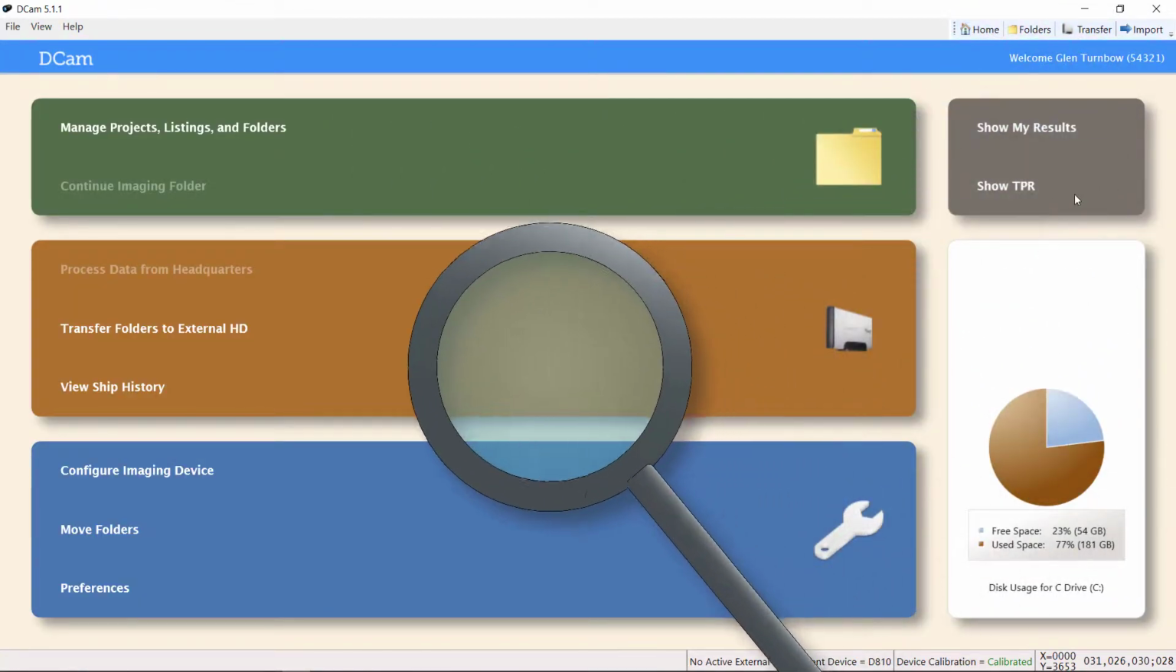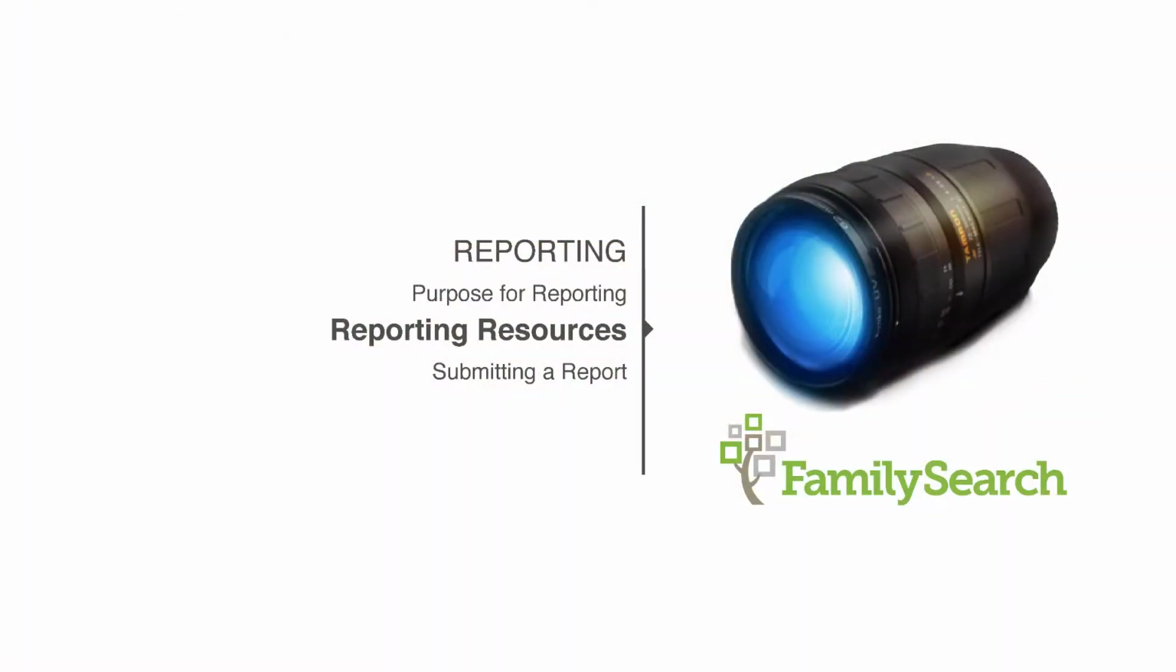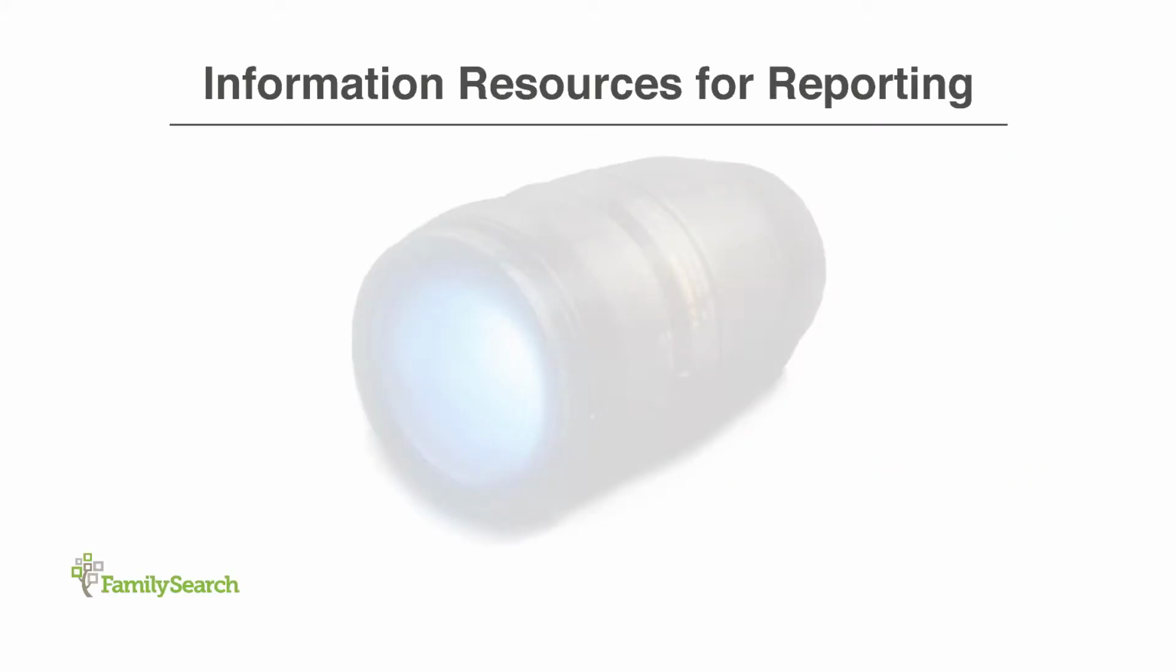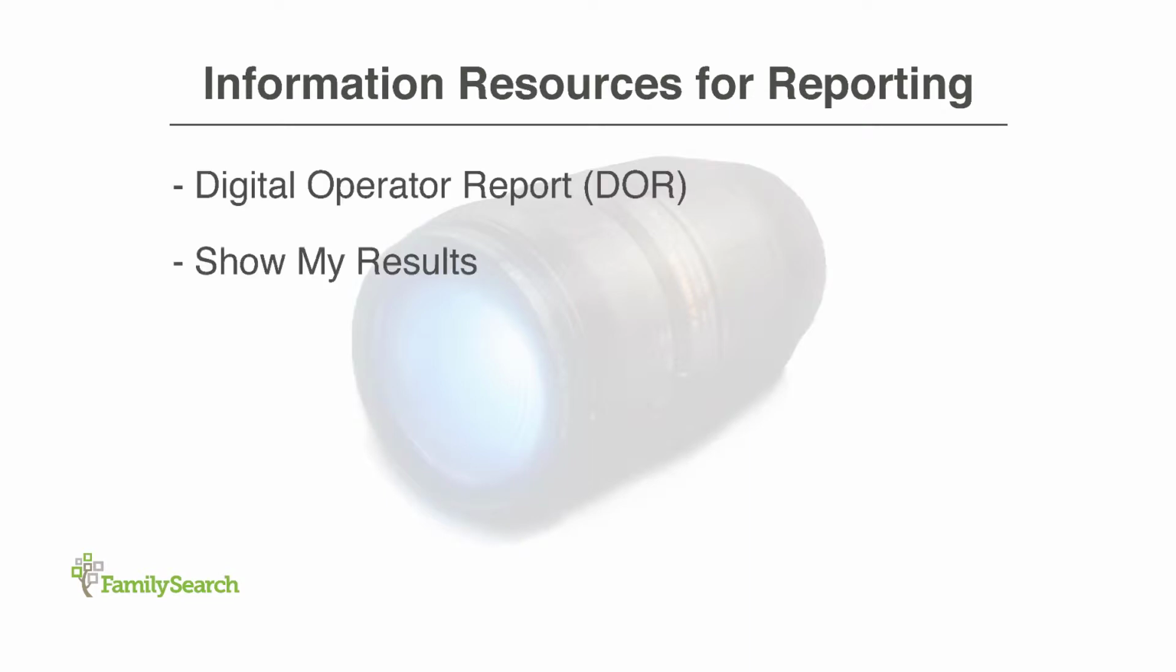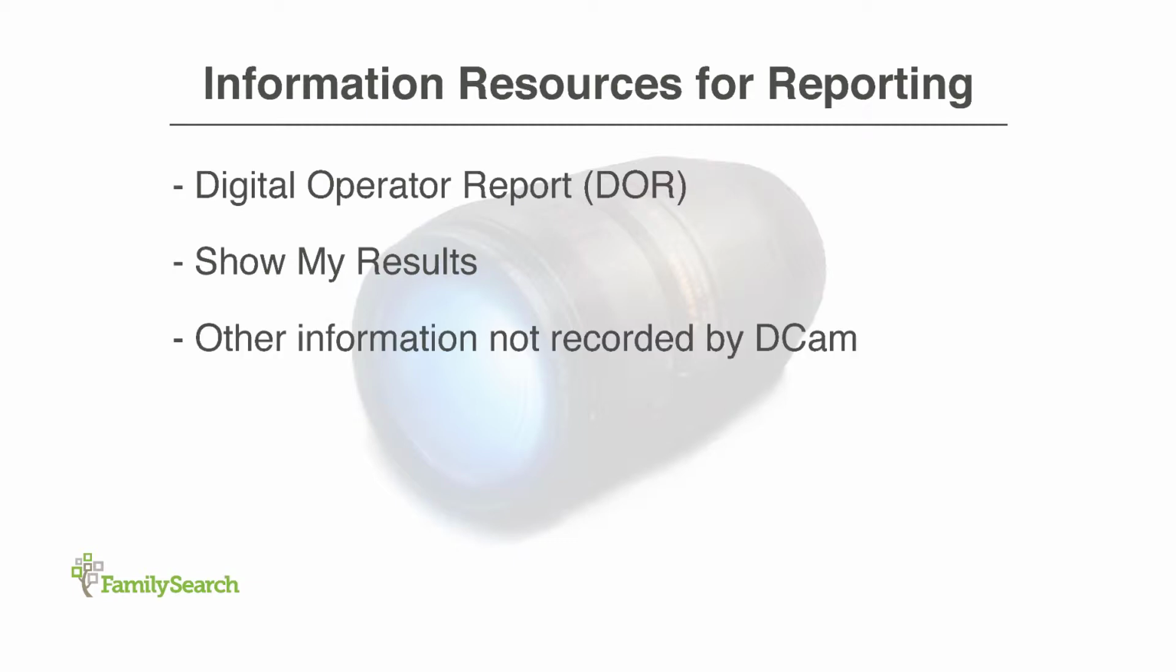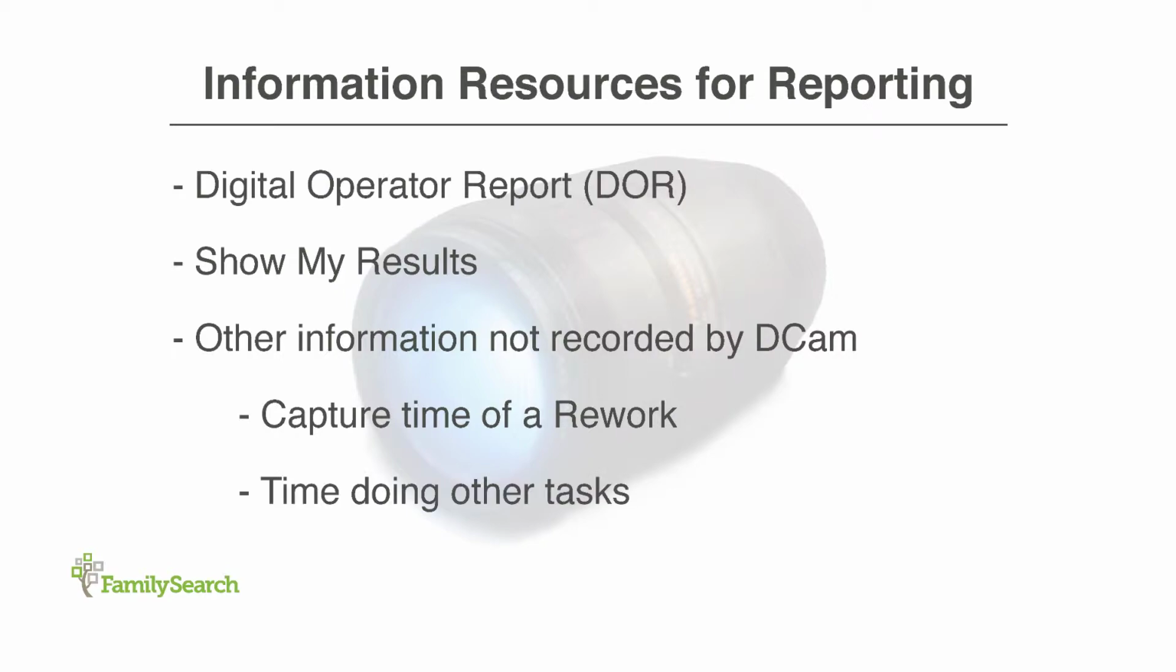Let's look at what you will need in your reporting. There are a few items you will need to help you report the work you do every week. Some of the items are taken directly from reports, and some will be calculated and tracked manually. When you do your weekly reporting, you will retrieve information from two reports in DCam, the Digital Operator Report, also known as the DOR, and from Show My Results. You will also need to track and record other information related to your work time that is not specifically recorded by DCam. This includes the time spent doing a rework and the time doing other tasks.